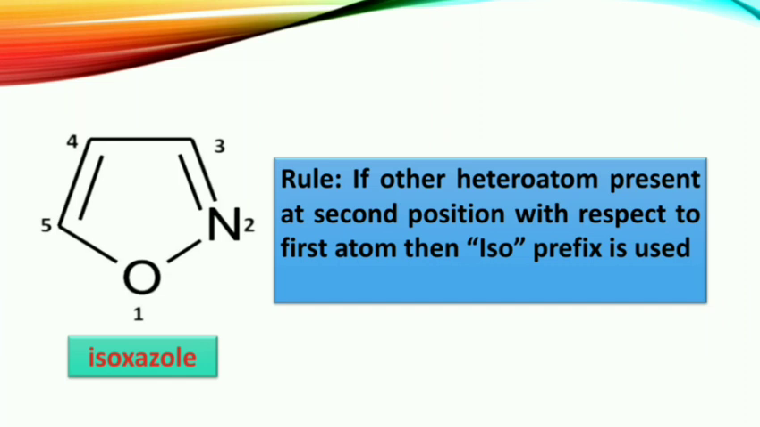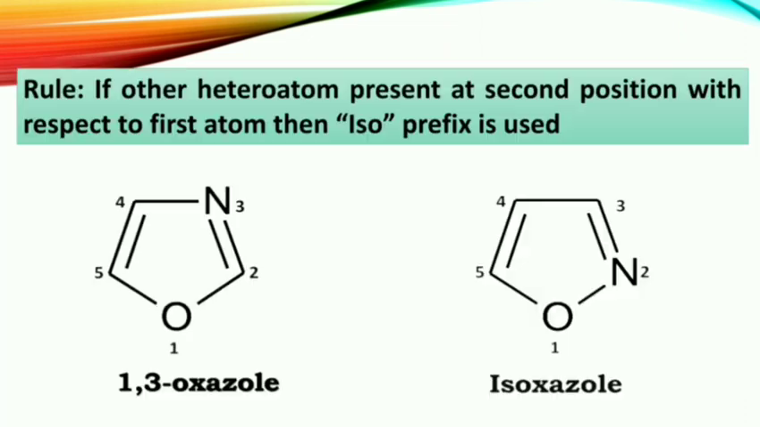So the name for this structure will be isoxazole. Okay, we'll see in detail. If the other heteroatom is present at the second position with respect to the first atom, then you have to use the iso prefix. Here is the structure. In the structure you can see the oxygen and nitrogen.